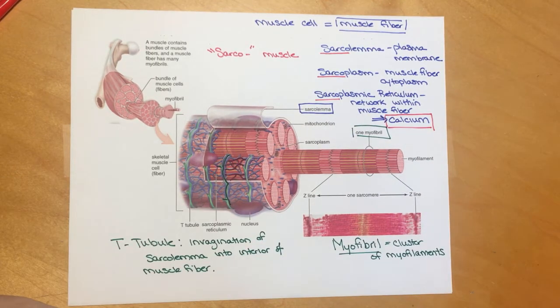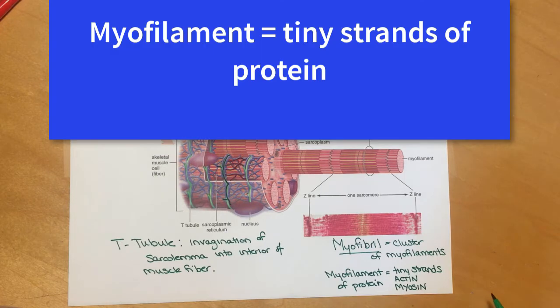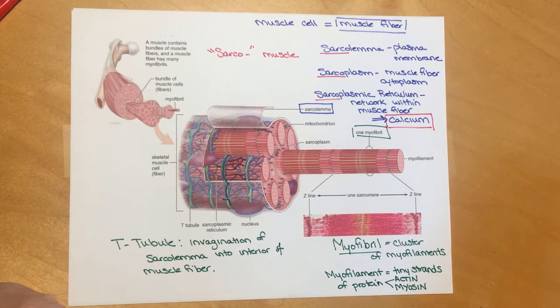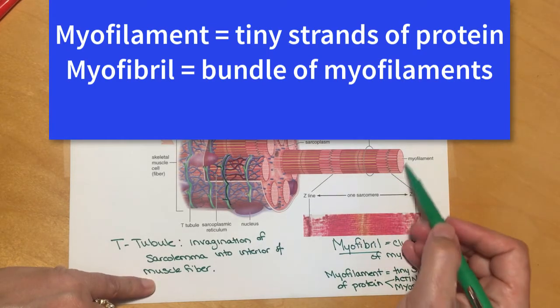So you might ask, what's a myofilament? Myofilaments are just tiny strands of proteins. The proteins that we're going to be talking about are actin and myosin, and we're going to come back to that in a few minutes. So you can have these tiny strands of actin and myosin. You bundle them together into a cluster, and that's called a myofibril.